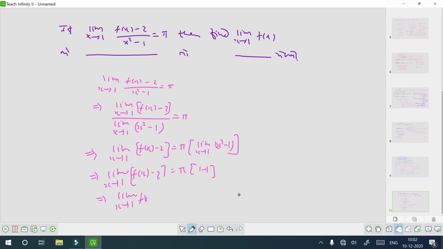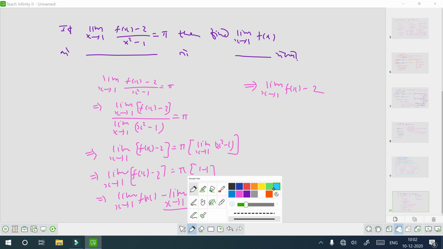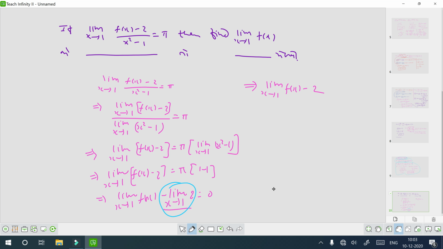Limit x tends to 1 f of x minus limit x tends to 1 of 2 is equal to 0, and the limit of a constant term is constant. So this implies limit x tends to 1 f of x minus 2 is equal to 0 is given. So this says that limit x tends to 1 f of x is equal to 2. This is the answer. Next one.